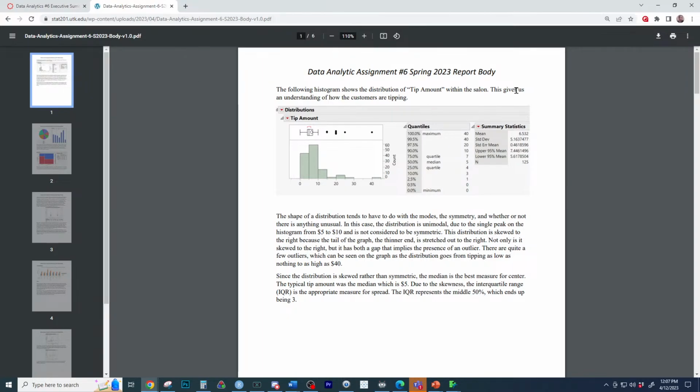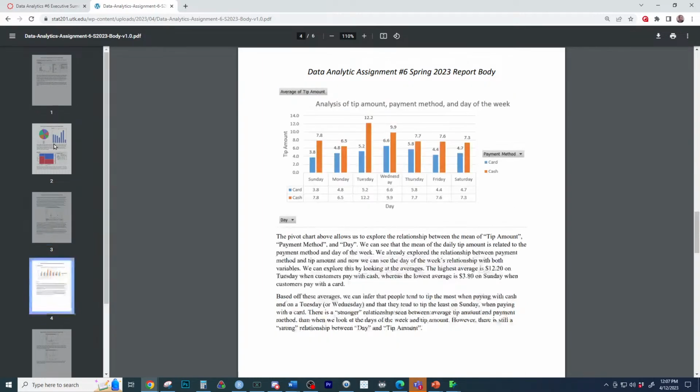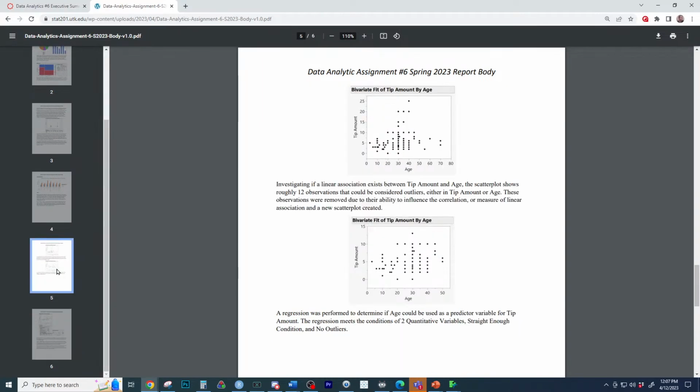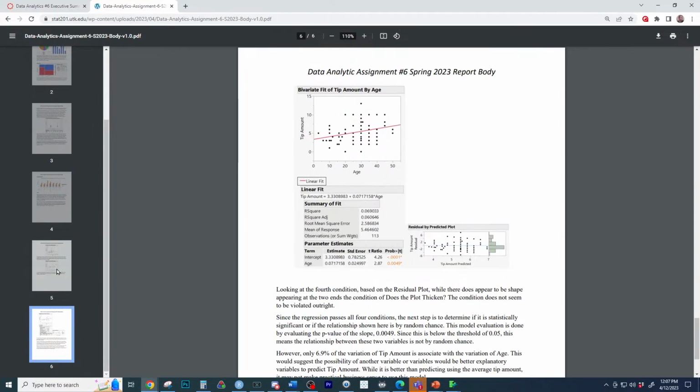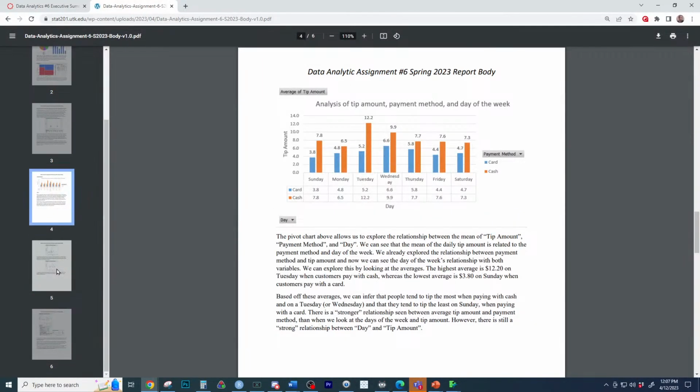The histogram shows the tip distribution within the salon. So here we go. Here's all the data, all this stuff right here. You can see the report. So what you need to do is you've got a 6-page report right here with a scatter plot, with some more scatter plots. There's a regression analysis. You've got a pivot chart right here.